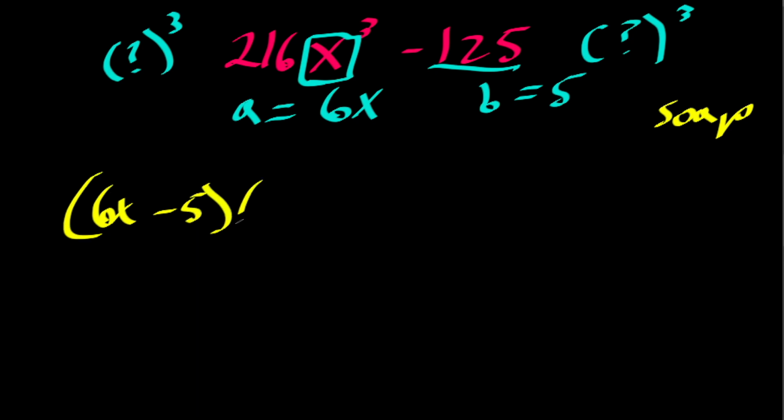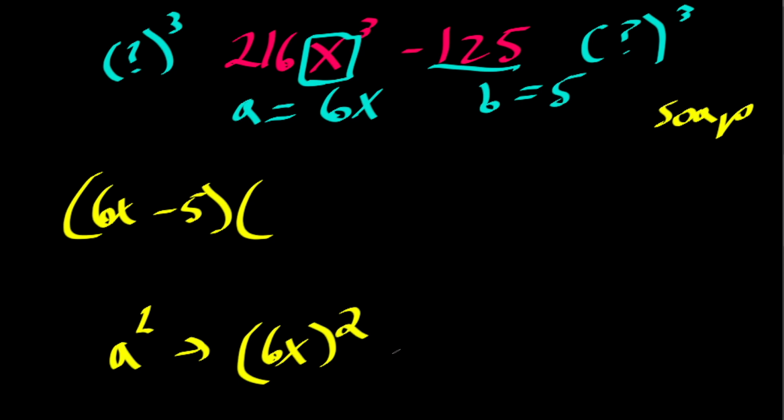That's our first factor. Now, this part can get a little tricky, but we have to do a squared, which in this case would be 6x all squared. So when you square 6x, the 6 and the x actually both get squared. So just be sure that you pay attention to that part. So this would give me 36x squared.